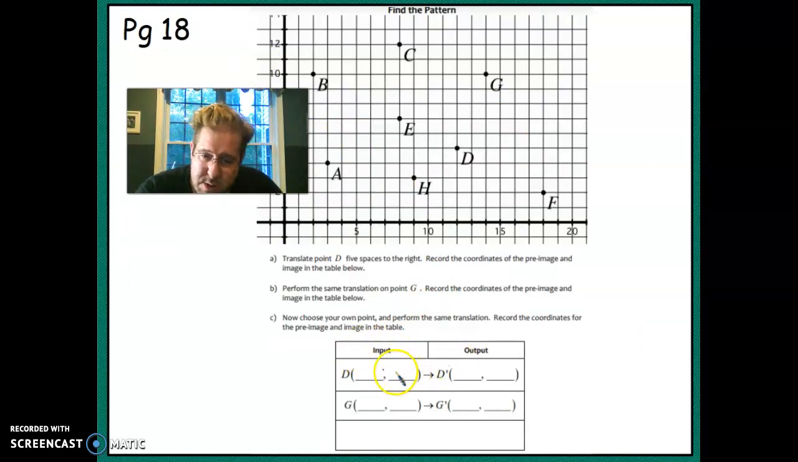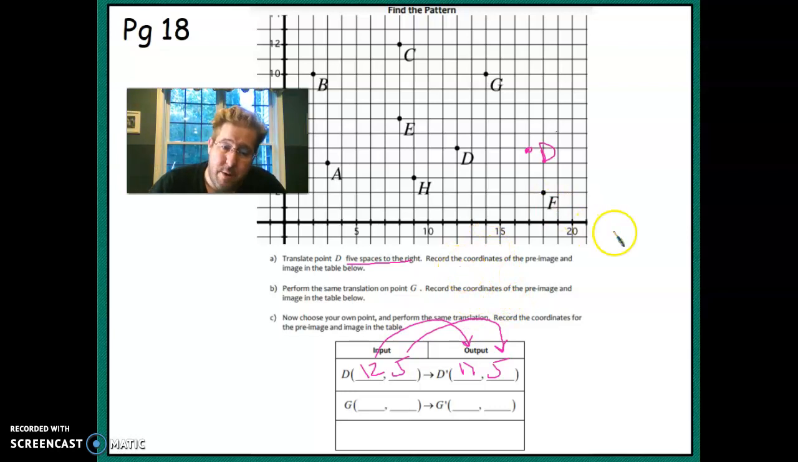On this question, what it has you do is find the point D, which happens to be at 12, 5, and then move that pre-image 5 spaces to the right. So 1, 2, 3, 4, 5. There's D prime. Now that happens to be at 17, 5. Hopefully what you're noticing is that the y stayed the same and the x increased by 5. Because anytime you move to the right, you're getting bigger numbers. When you're moving to the left, you're making numbers smaller.